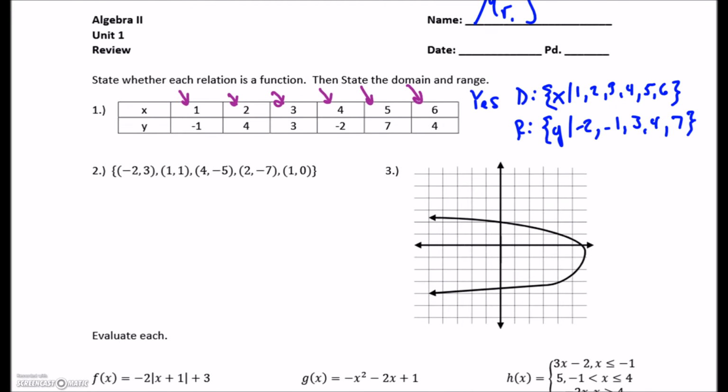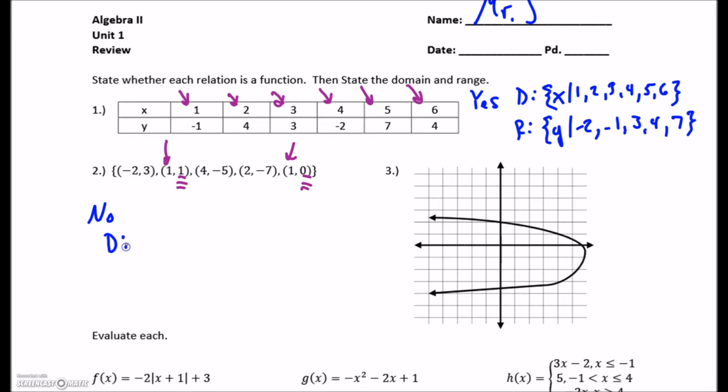In the next one, again, we look for repeated x values. We see if there's one x value with two different y values. And right here we see this 1 is repeated. And this 1 is with a positive 1 over here, but then it's with a 0 over here. So because that x value is two different y values, we're going to say that this one is not a function. So I'm going to say, no, this one is not a function.